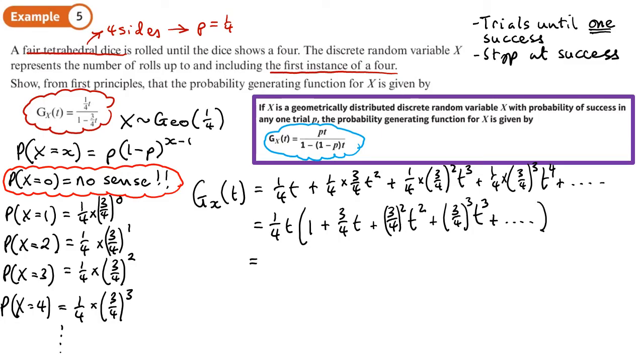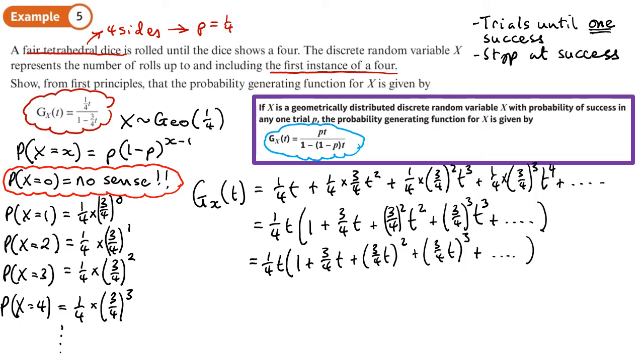Now what I can do, where I've got 3/4 squared t squared, that can go together. So I'll have 1 plus 3/4 t plus 3/4 t all squared plus 3/4 t all cubed, and so on like this.